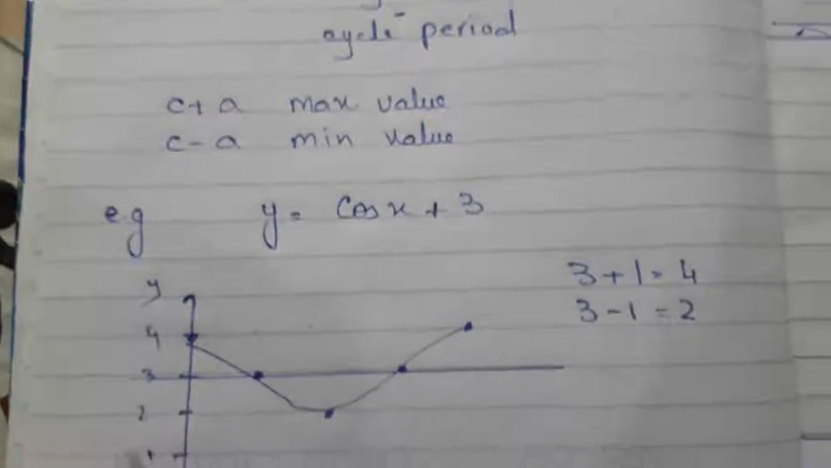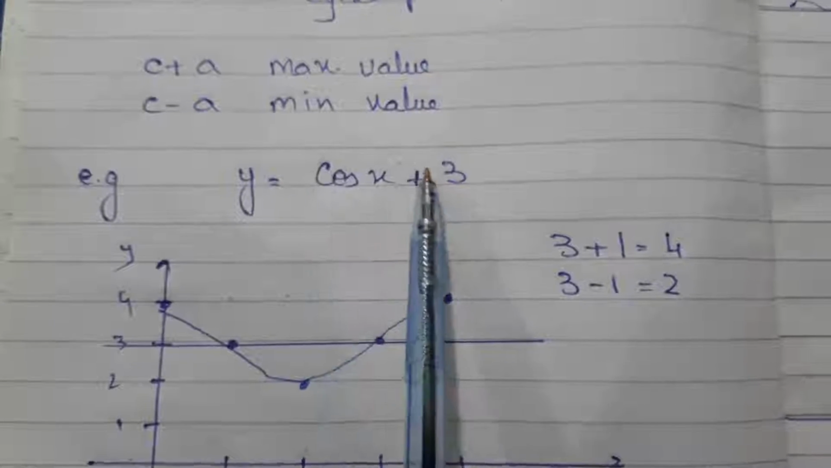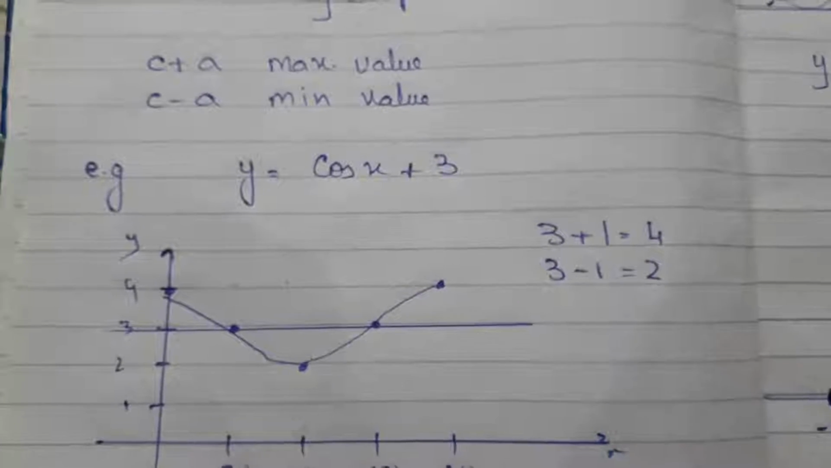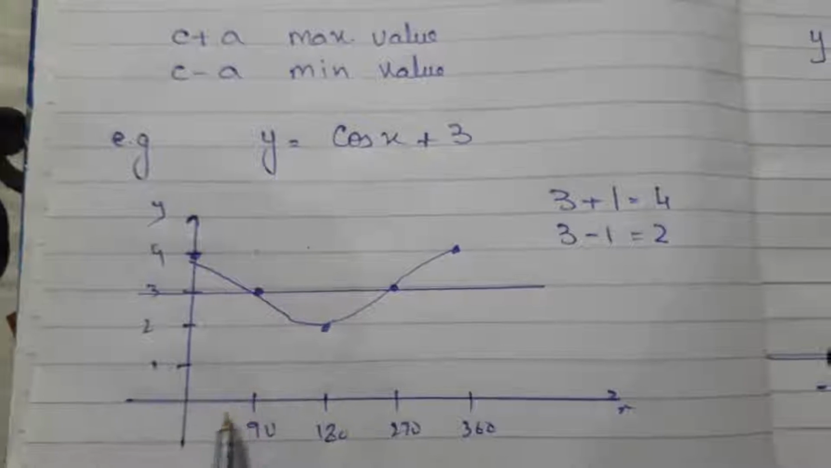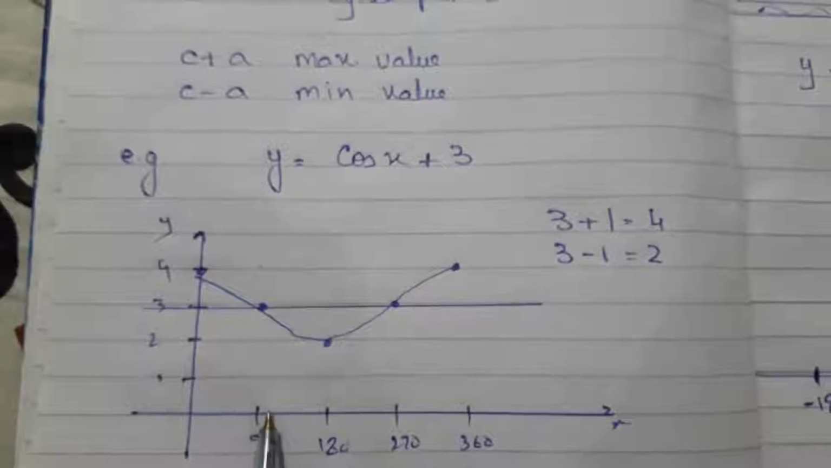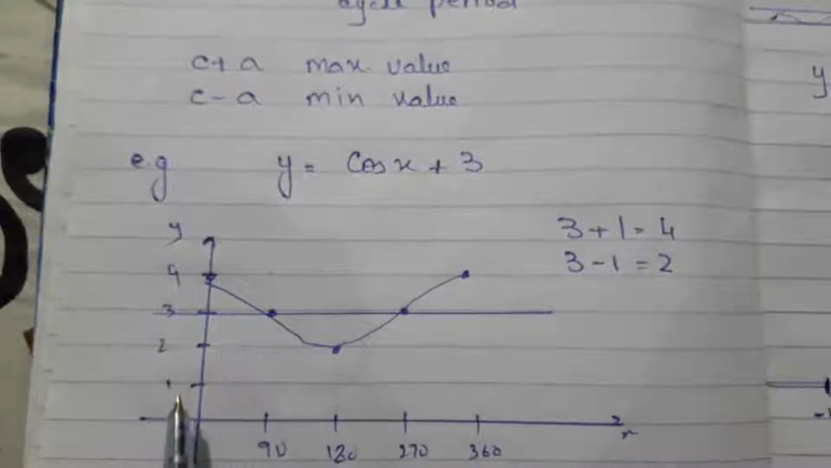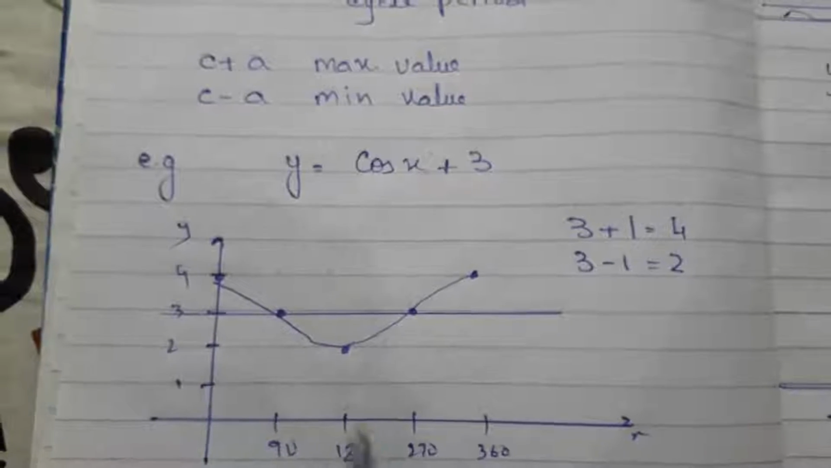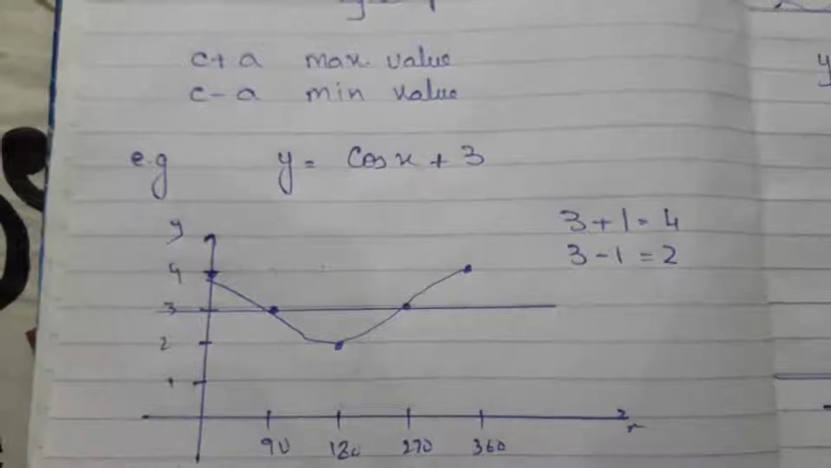Let's see this example. y equals cos x plus 3. Now when no number is written here, it means it is 1. So 3 plus 1 is 4, the maximum value, and 3 minus 1 is 2, the minimum value. So now when we sketch the curve here, the axis of the curve is 3. On the x-axis I have shown here 90, 180, 270, 360 degree. Now we know that at 90 degree and at 270 degree, the curve passes through the axis of the curve, and the maximum value occurs at 0 degree and 360 degree. So I have marked these points here. And at 180 degree, I will have a minimum value, which is 2 right now. So I have completed the curve considering all this.